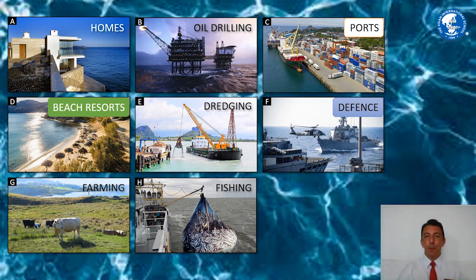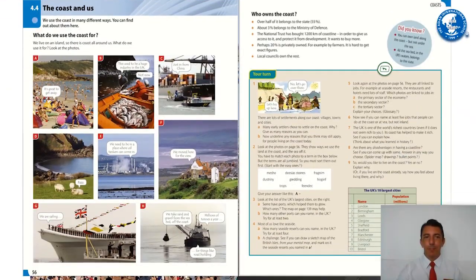So that is 8 different uses of the coast. In our book, we have 8 similar pictures. We're going to look at the your turn question now, question 1.